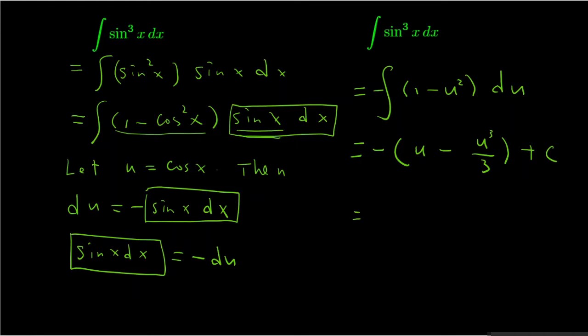Finally, you need to write the final answer as a function of x. You have negative. The relation between u and x is here. U becomes cos of x, right? Minus, on top you have cos of x, the whole thing cubed. So be careful with the notation. This notation means cos of x, the whole thing cubed. Do not write this exponent of 3 in here. It's wrong. Over 3, and then plus c, and then we're done.